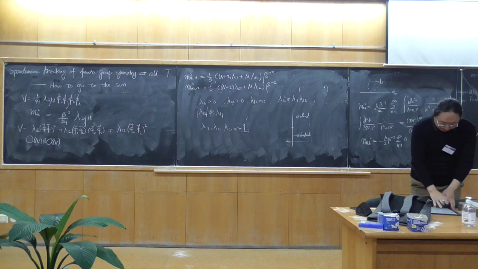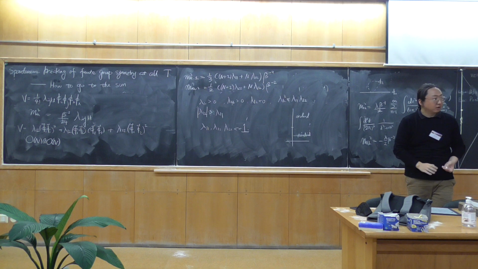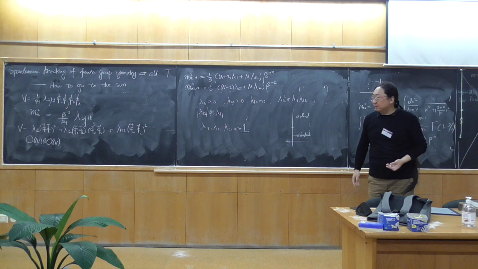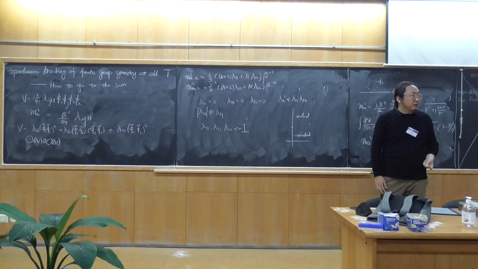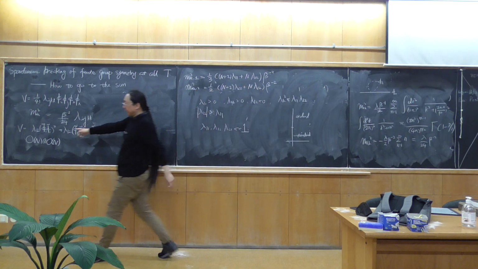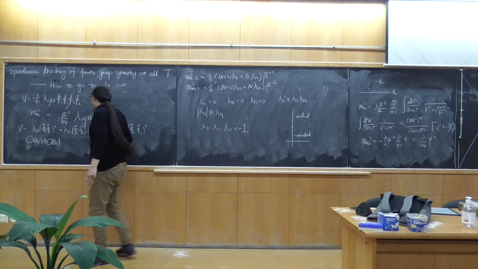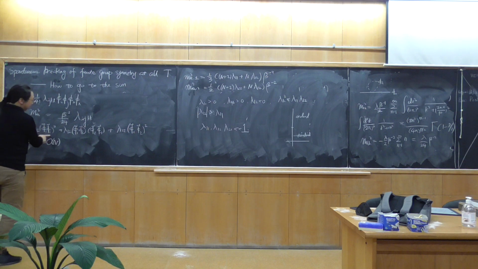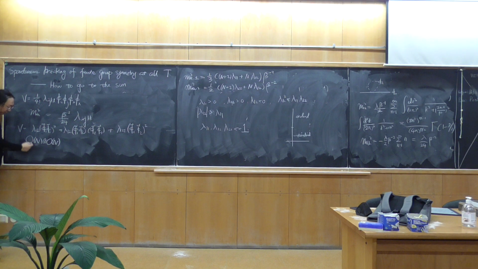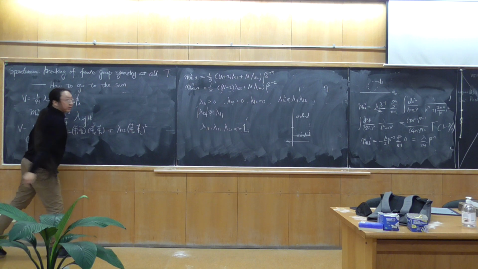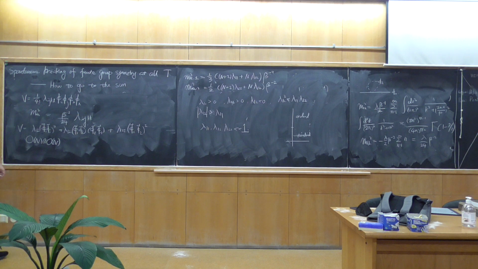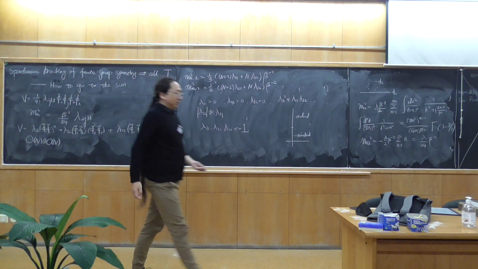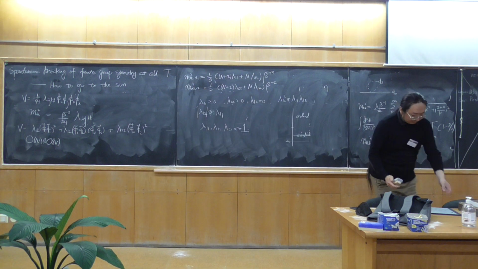Sorry, so what's the symmetry of this model? It's going to be O(N) times O(N). This phi 1 is in the vector representation of the first O. This guy will be the vector representation of the second O.